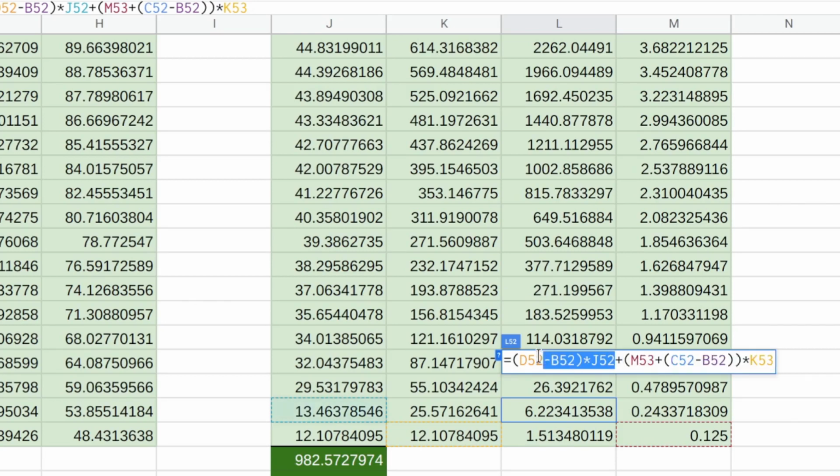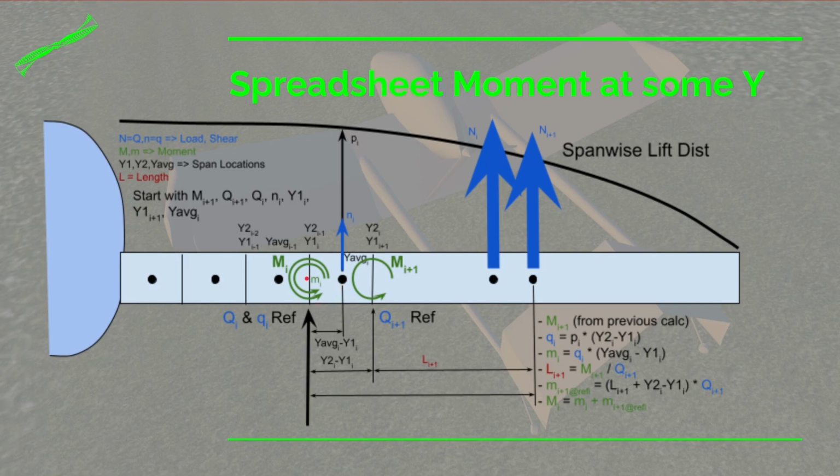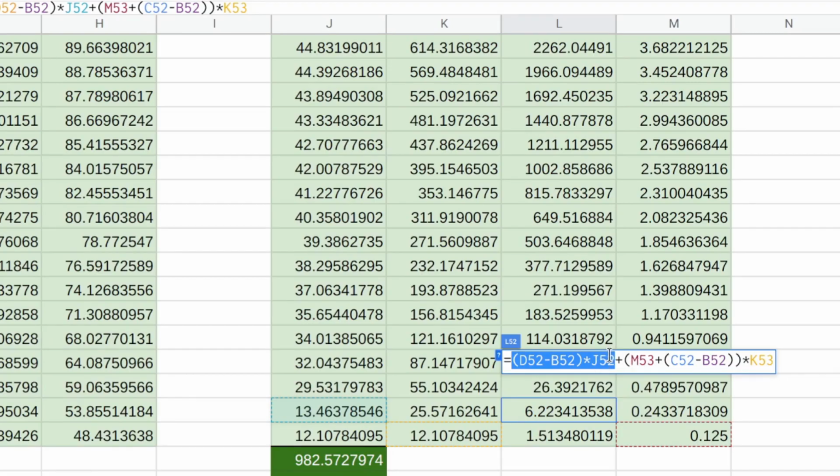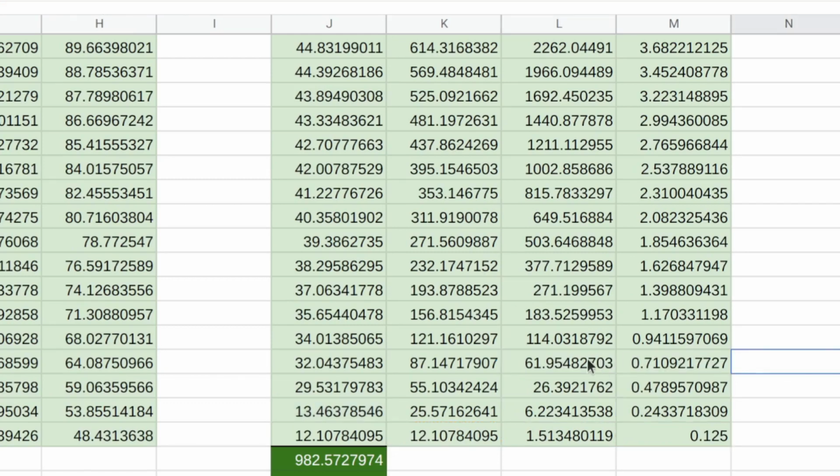And now we want our local moment. So that's going to be our Y average minus Y1 multiplied by our local Q. So Y average minus Y1, that'd be this distance here. Then multiplied by our local force, local lift, our local Q, or shear. Add them together, and that's now 6.22. And just keep doing that on up above.